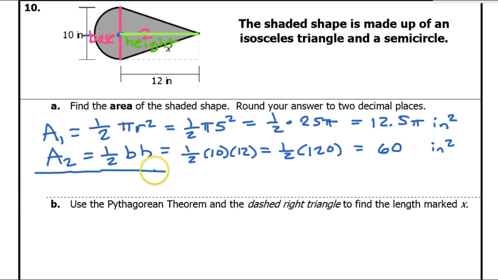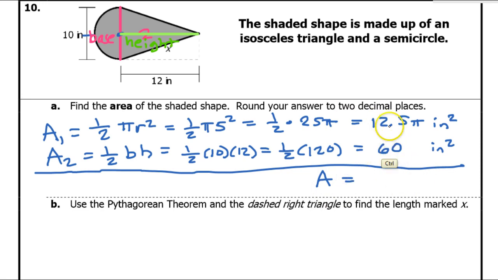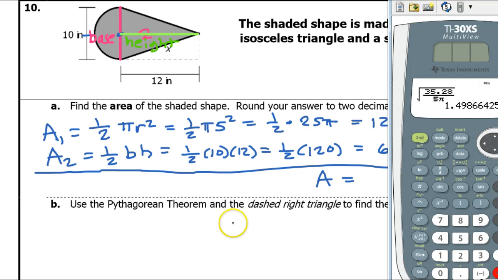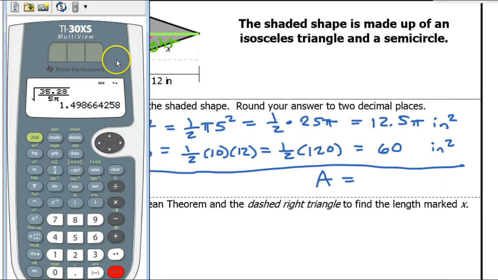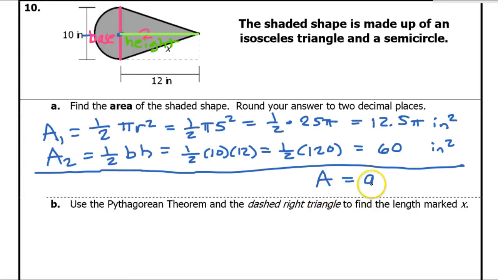If I want to find the overall area of the whole shape, I need to add these up. The overall area is going to equal the sum of these. I better move to the other side. I need to add 12.5 pi, don't forget the pi, plus 60. That's 99.27, rounded. And don't forget the units, square inches. That's how you find the area of a random shape.